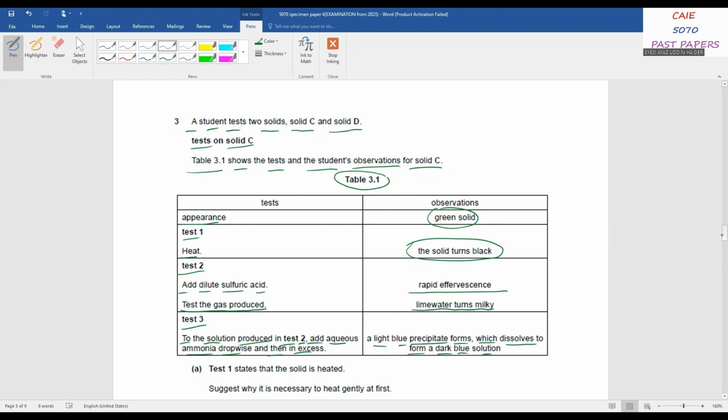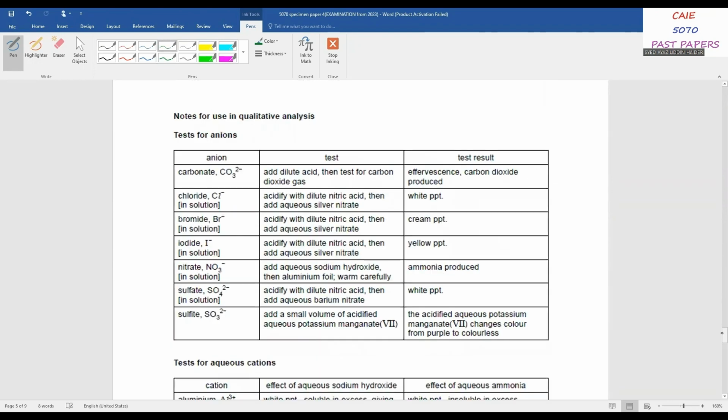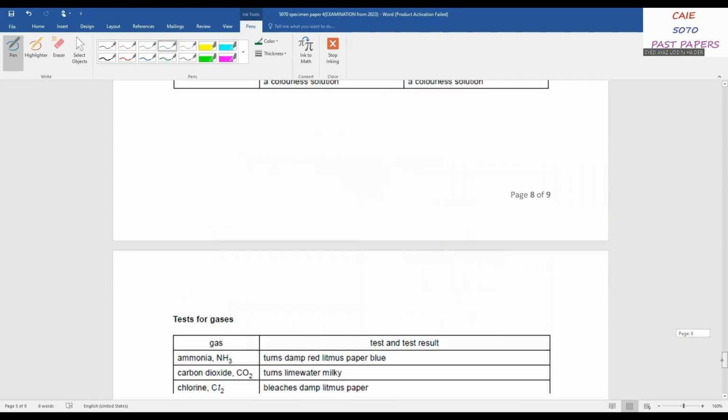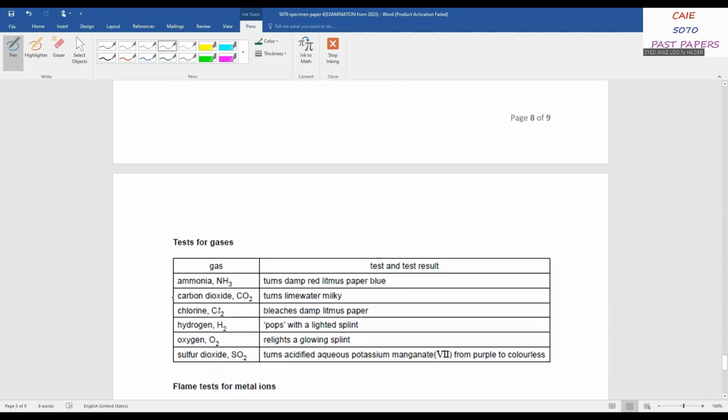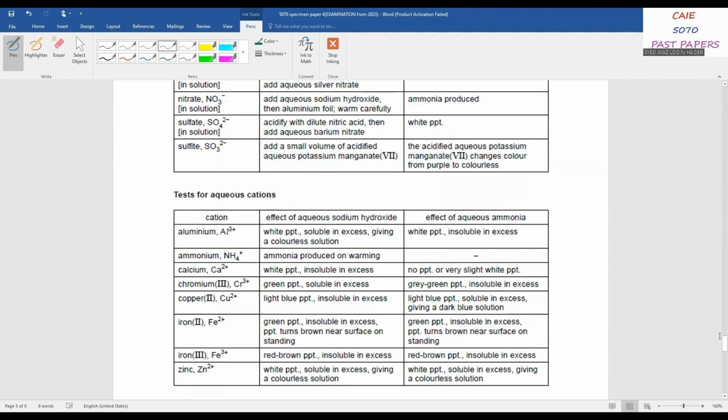For this question, you will refer to the qualitative analysis. For example, we are passing the gas when it's produced after reacting with acid and it's turning lime water milky. So what must be the gas? It's the carbon dioxide gas, as it's turning lime water milky. The other thing, for the cations with aqueous ammonia, we are getting blue precipitate, which is of copper 2 plus.